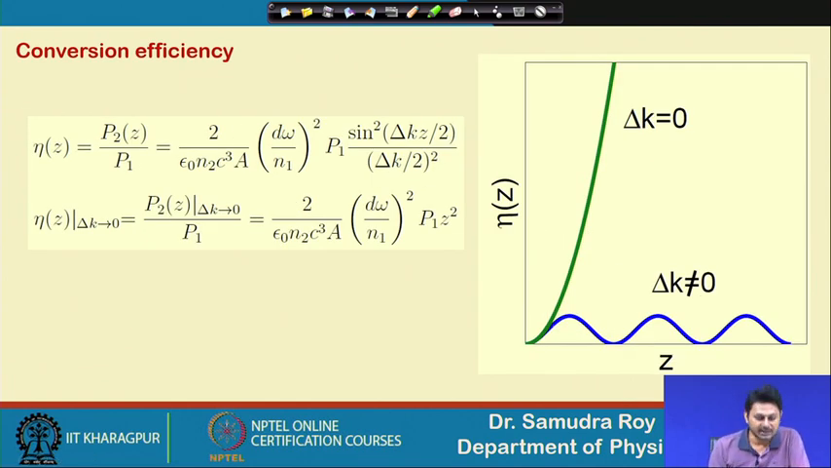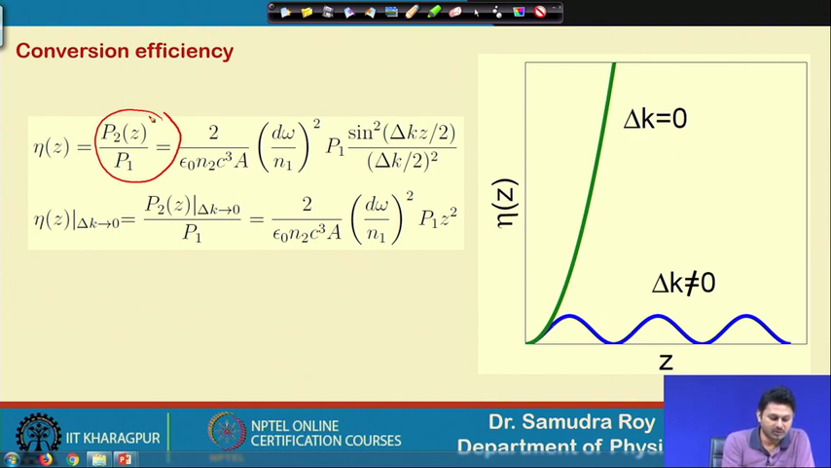So, the next thing is to find out what is the efficiency. Efficiency is nothing but the ratio of the two powers. So, P2 is the generated power at the second harmonic and P1 is the launched power or pump power. The ratio between these two is called the efficiency. If I calculate the efficiency from the previous calculation, we will find that again efficiency is a function of the power, and this power is the power of the fundamental wave or the pump.